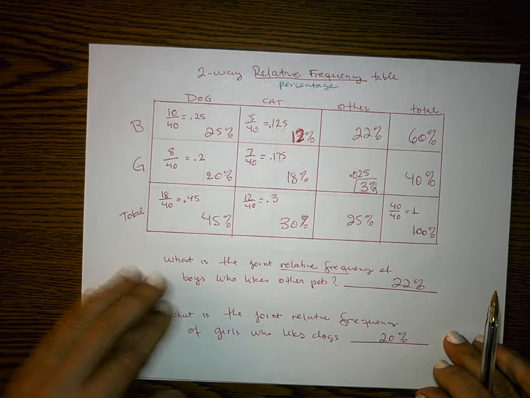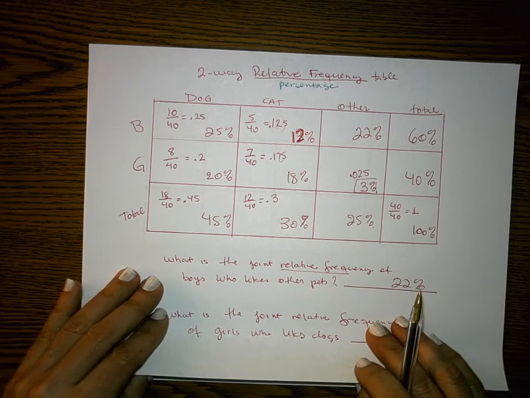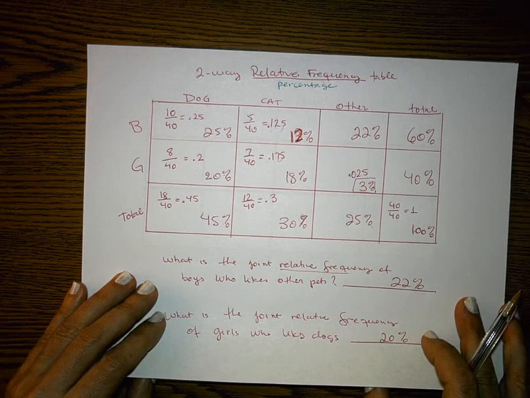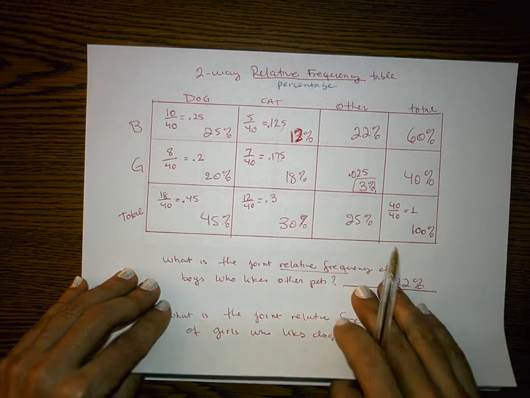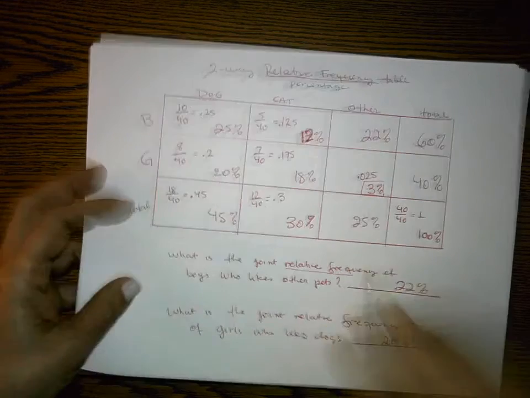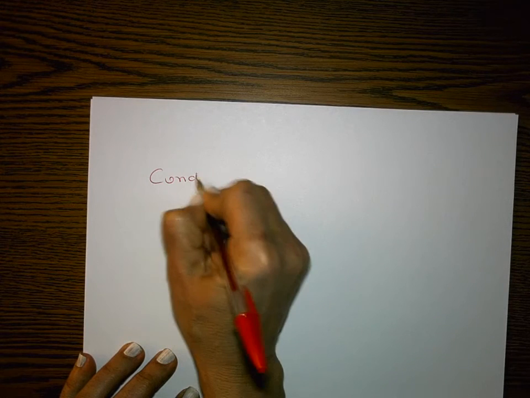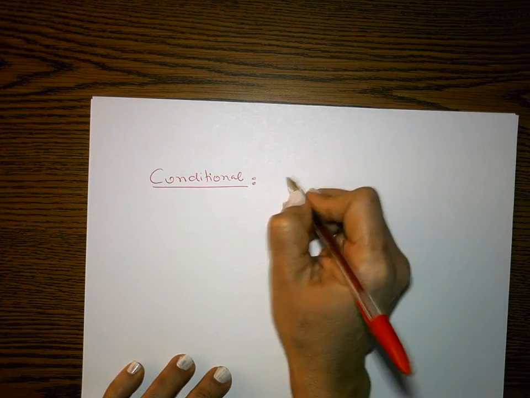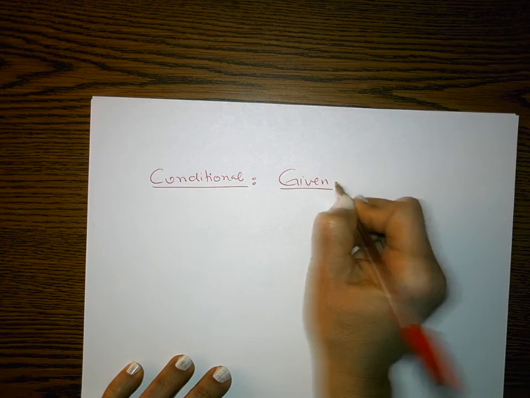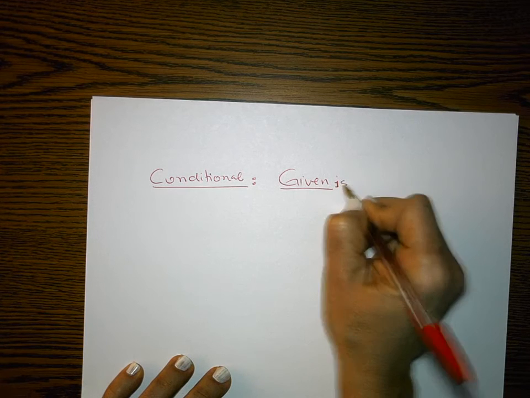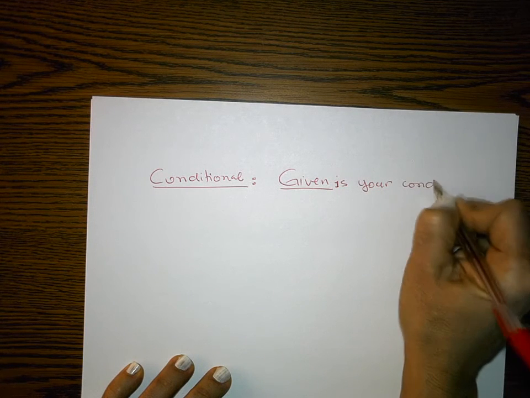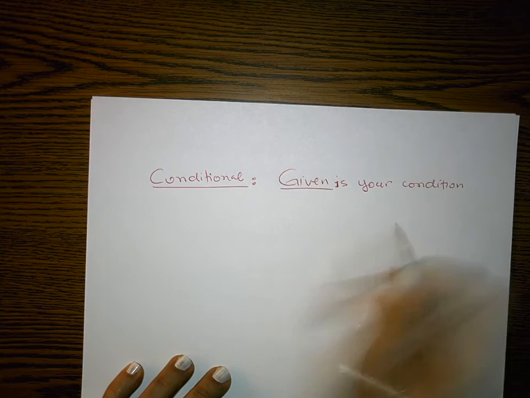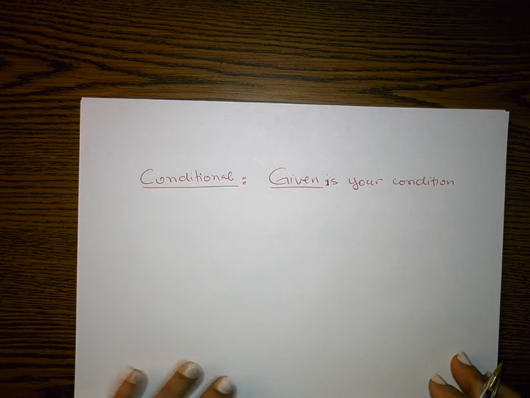So now the most difficult one to talk about is conditional. In conditional, I have to give you a condition, okay? And you're always going to see the word given. I'm not going to use this table here. Let me write something really quick. On conditional, you're always going to see the word given, and given is your condition. Whatever is given is your condition, and you need to pay attention to it.